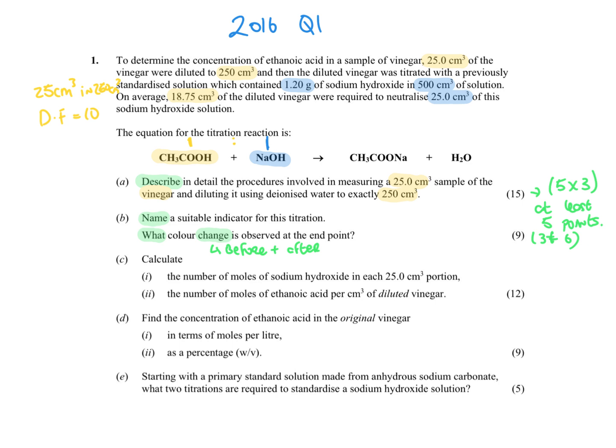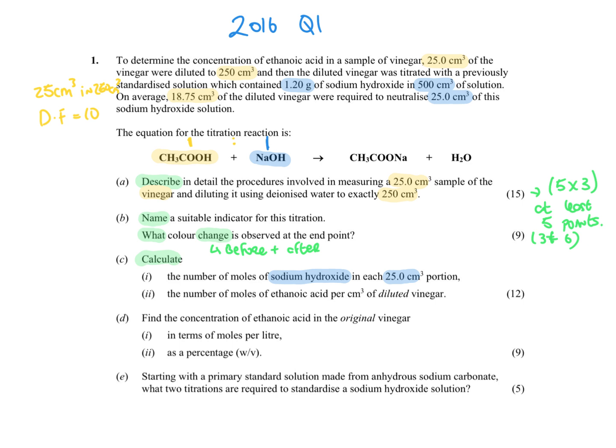Then we can see parts C and part D have to do with our calculations. So if we look, it says calculate, that's our keyword. And here they're getting you to calculate the number of moles of sodium hydroxide. So sodium hydroxide, our standard solution, in each 25 centimeter cubed portion. So that is the number of moles of your standard solution per your titre volume. So that's what we would expect to get.